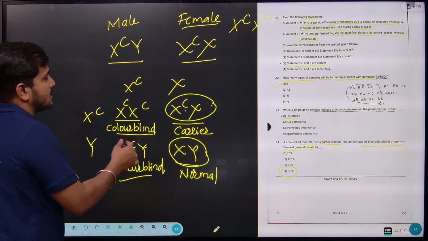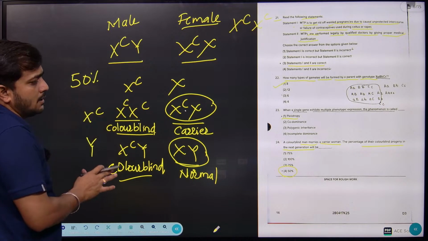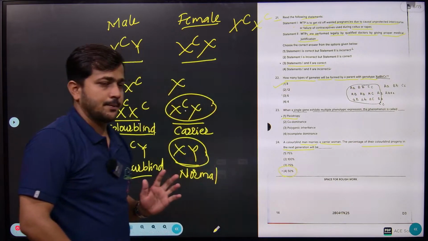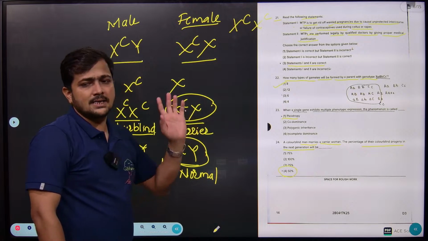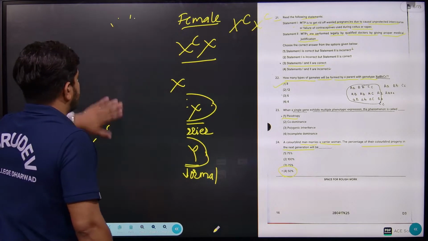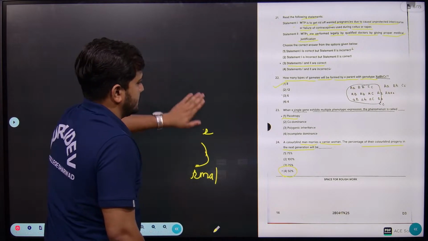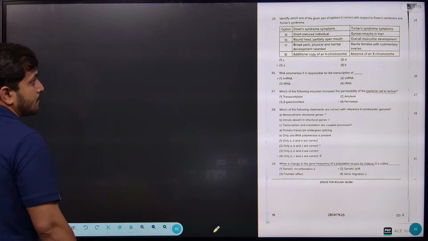So according to this, 50% of them will be color blind progeny, and 50% will be normal. Inside that normal, one is just a carrier. She is not affected with the disease, but she is carrying that particular type of gene here. So we'll go ahead with the next question, right.